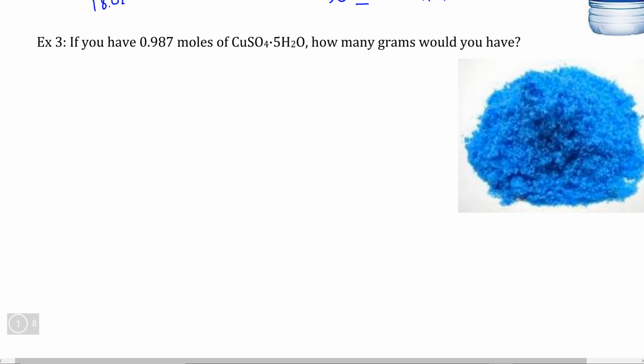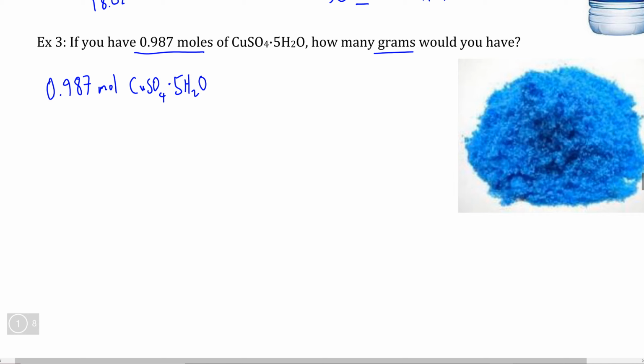Finally, we can talk about going the other way. Let's say that we know how many moles of copper 2 sulfate pentahydrate we have in this pile here, and we want to predict how many grams this mass or this sample would actually weigh. So let's set up our problem first. 0.987 moles of CuSO4 with 5 water molecules associated with it.